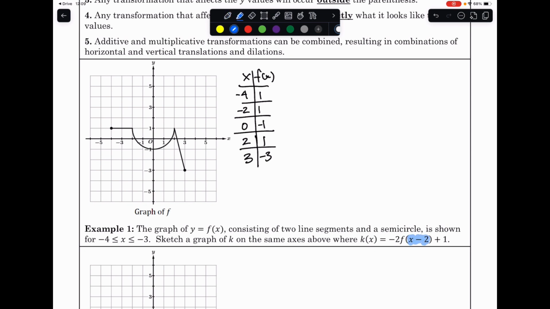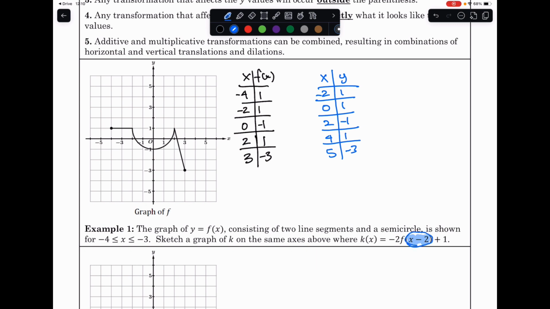So to do this part, this is going to create a new table where only the x values are going to change by increasing by 2. So -4 is now going to be -2. -2 plus 2 is 0. 0 plus 2 is 2. 2 plus 2 is 4. And 3 plus 2 is 5. My y values have not changed, at least not yet, because all I'm doing is focusing on this.